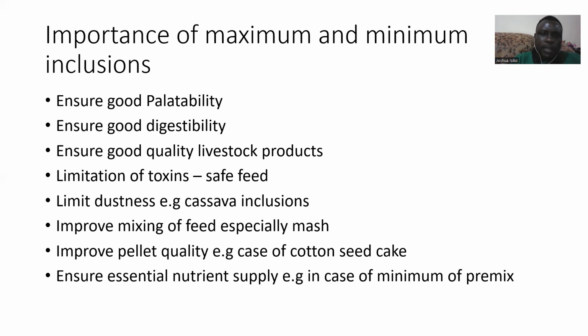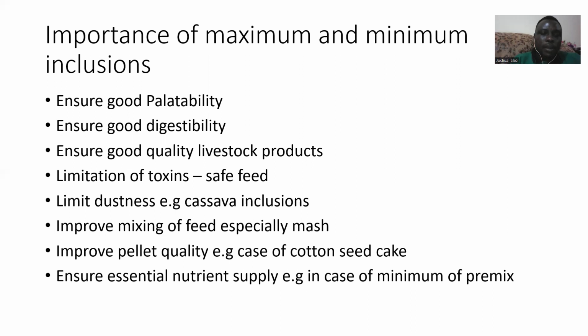Good digestibility. Certain ingredients like cotton and sunflower have a maximum because of the fiber. If you put too much, feed will not be digestible. It will have a lot of fiber, so that one affects the feed conversion rate.